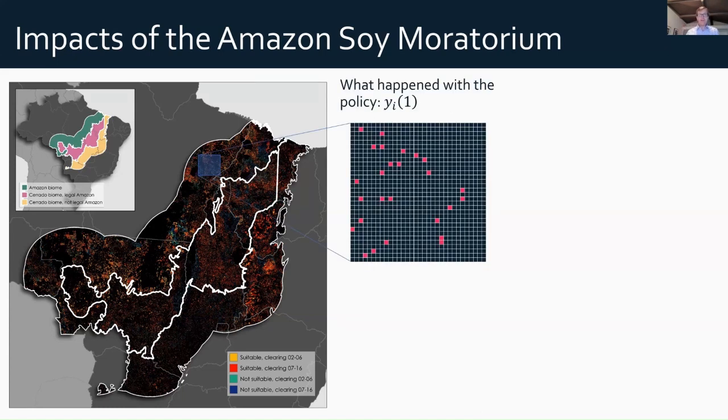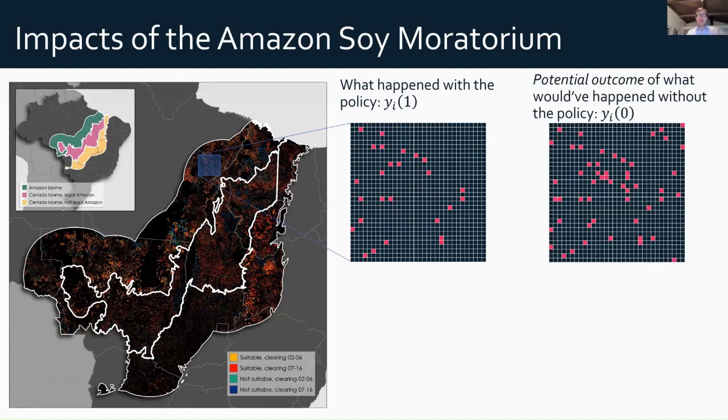Well, theoretically, what we really want is to know for every pixel across this band of the Amazon biome, what happened with the policy, which we can actually observe with the satellite imagery. But we want to also know what might have happened without that policy. And here I'm going to use a potential outcomes framework notation. So it's basically just saying for every pixel i, some outcome Y, which is our deforestation here. And then with the policy is denoted in parentheses with 1, and without the policy is in parentheses with 0, right? So we're comparing these two states of the world. And here, in this fake data I've created, you see that there's just more deforestation without the policy.